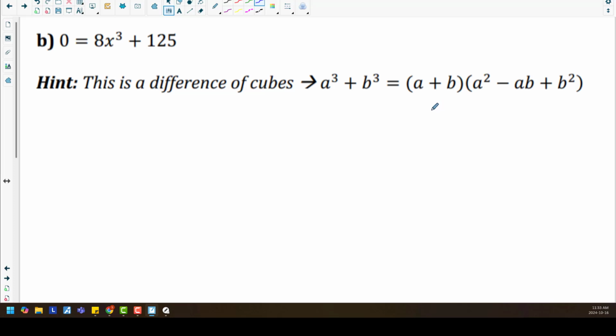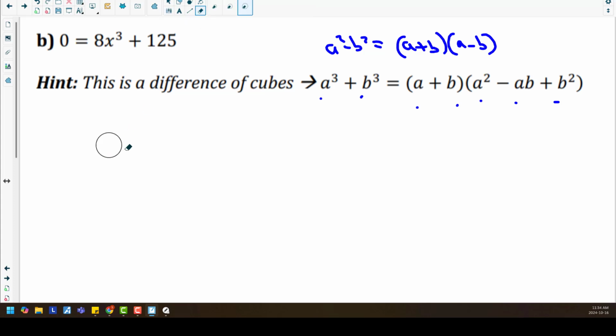So what is difference of cubes? The same thing like difference of squares. A squared minus b squared is equal to a plus b, a minus b. In that we're just figuring out what a and b are, and then just substituting it into this format. So in this case, what is my a value? Is it just x? No, because if it was x cubed, that's just x cubed, and this is 8x cubed. So my a value cannot just be x. My a value has to incorporate the coefficient there, which is an 8.